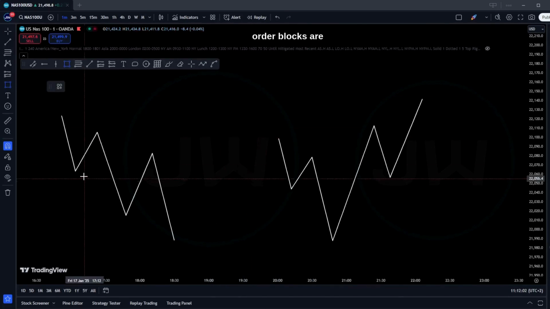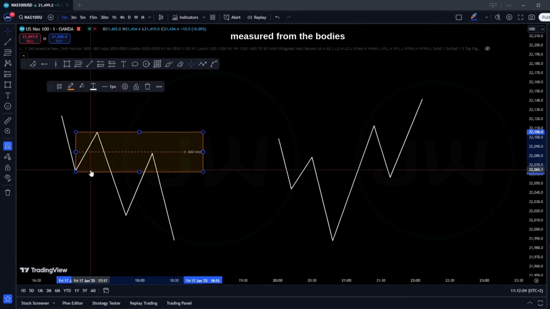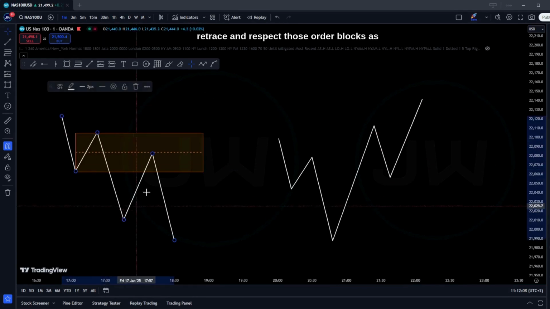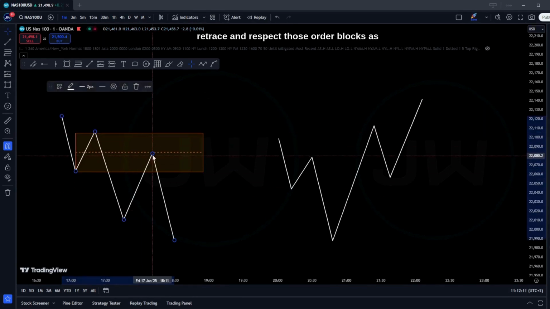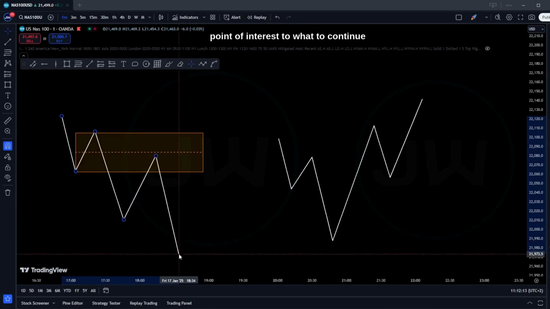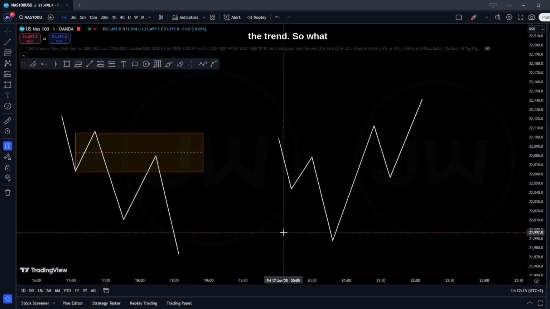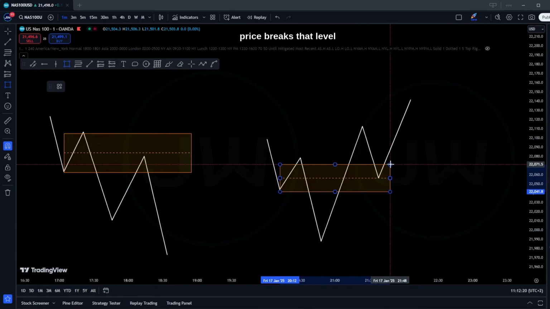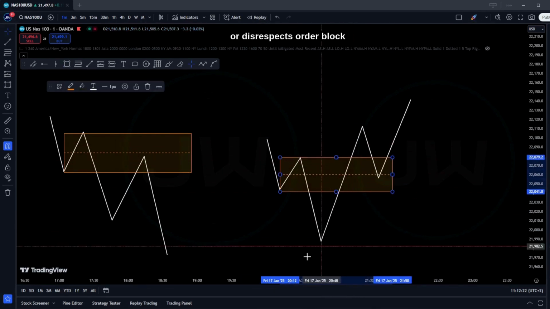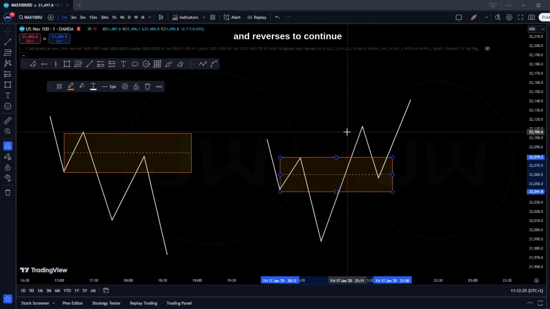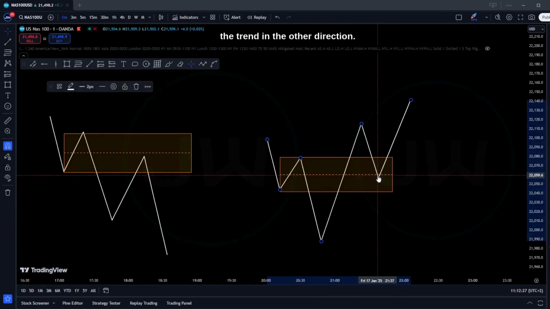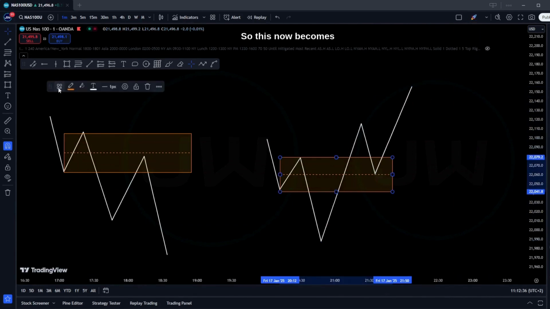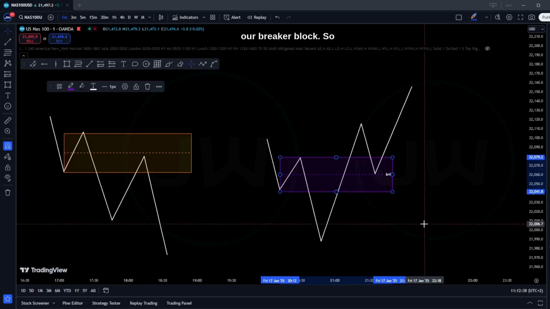Remember, order blocks are measured from the bodies. Within a trend, we usually would retrace and respect those order blocks as a point of interest, to continue the trend. So what breaker blocks are, is essentially price breaks that level or disrespects that order block and reverses to continue the trend in the other direction. So this now becomes our breaker block.